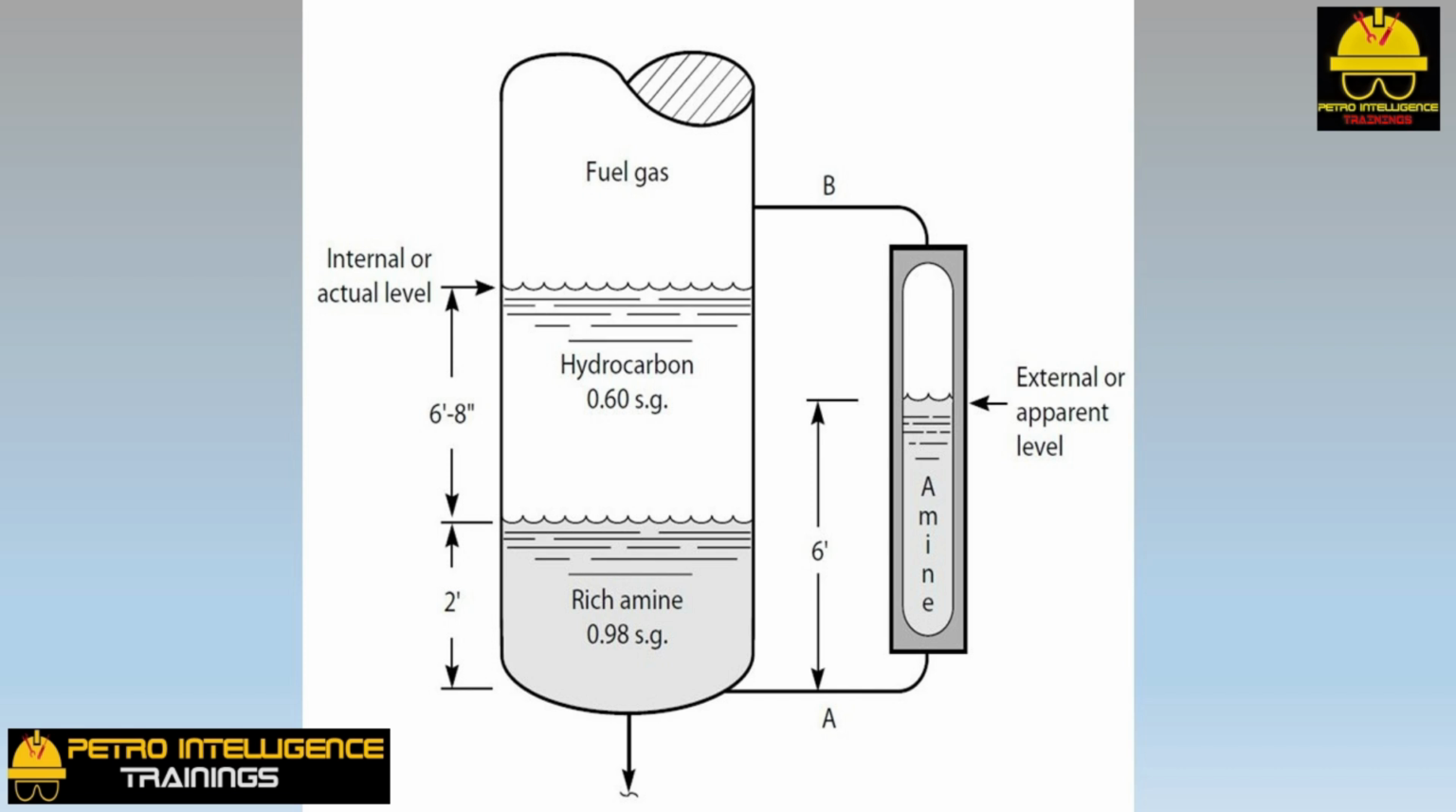The three causes of the discrepancy between the external level and the internal level are foam formation inside the tower, ambient heat loss from the external gauge glass or level troll, and the liquid specific gravity in the glass being greater than the specific gravity in the tower, as shown in the picture.